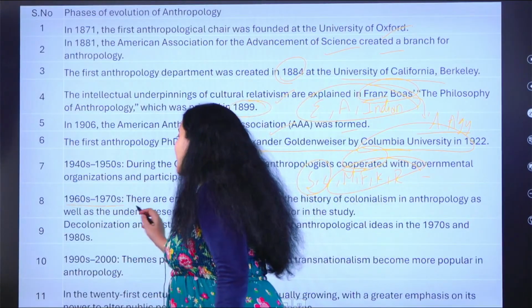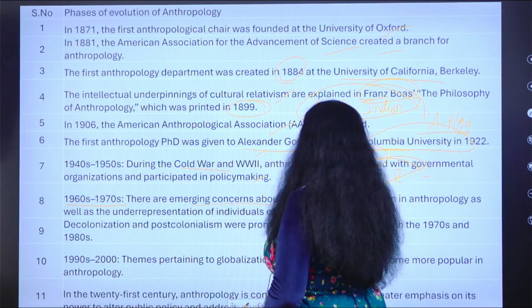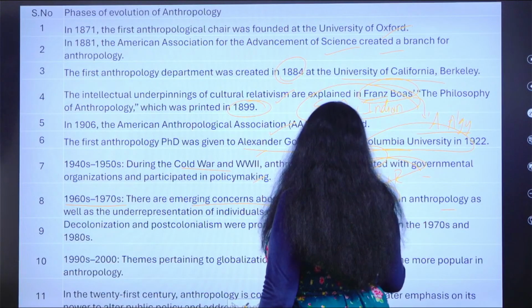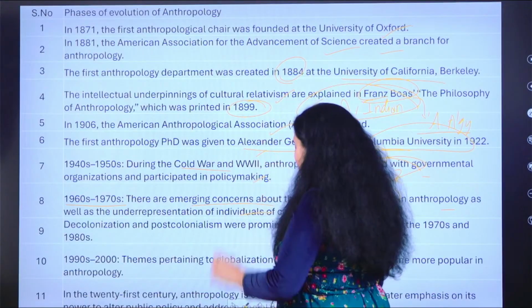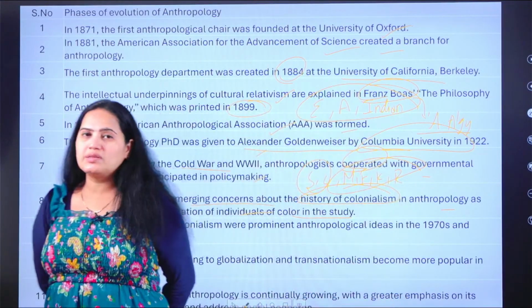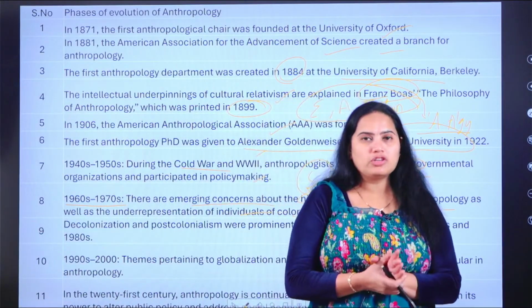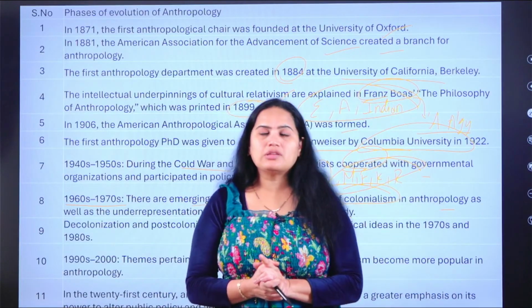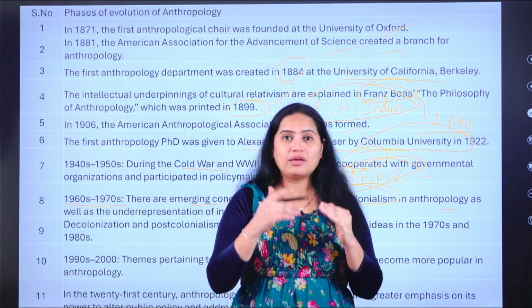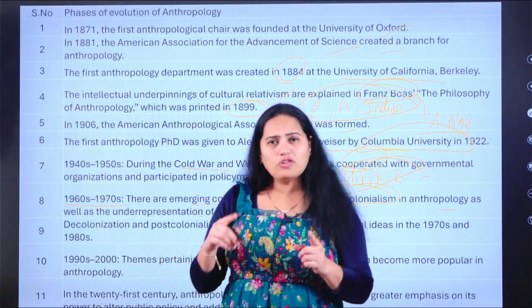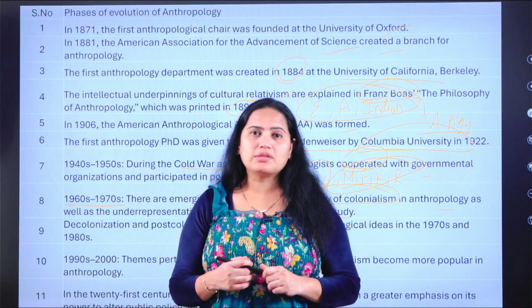And then we see that during the 1960s and 1970s there were emerging concerns about the history of colonialism in anthropology, as well as the underrepresentation of people of color in the study. Anthropology is one such discipline that has outrightly rejected the concept of racial discrimination. Unfortunately, the world has witnessed racial discrimination right from ancient times. Just because of the color of their skin, people are undermined. Anthropology, right from the start, never supported racial discrimination.